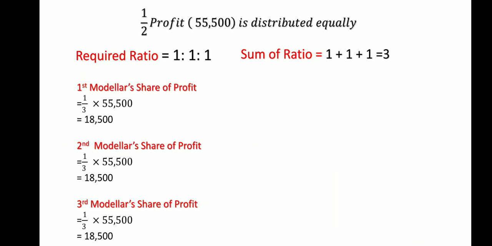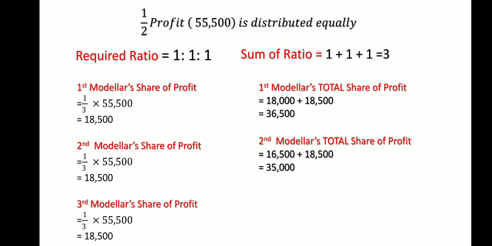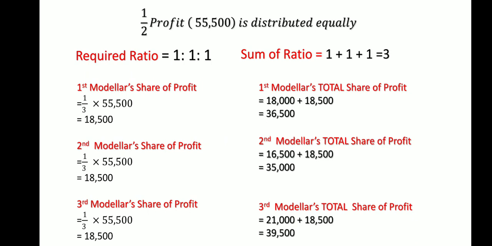So both the profits need to be added. The first modeler's total share of profit is 18,000 from the first part and 18,500 from the second part. So we need to add that. The total profit is 36,500. Similarly for the second modeler and for the third modeler.